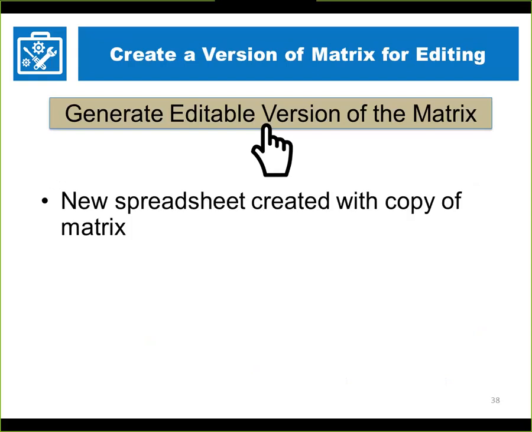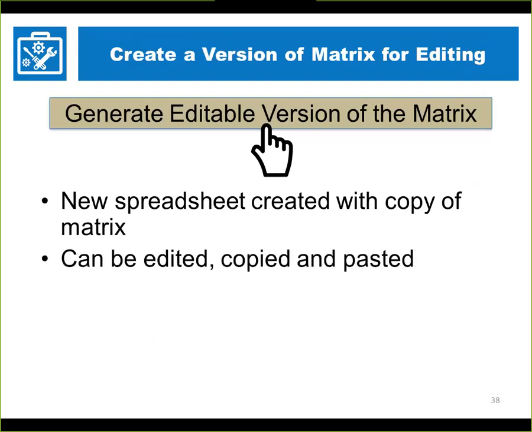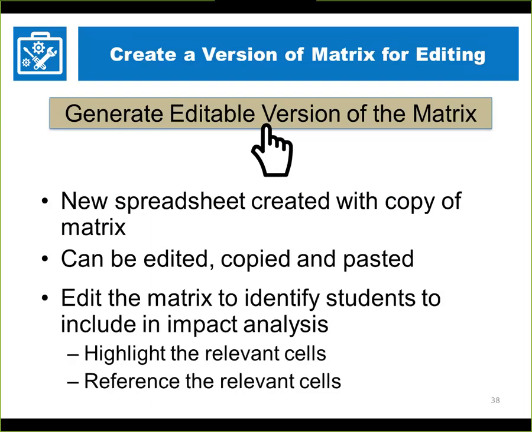The new version of the matrix can be edited, and it can be copied and pasted into other documents, such as an evaluation plan. And then you can highlight the cells in the matrix representing the students to be included in the impact analyses for each research question, or you can simply reference the relevant cell numbers using the column letters and row numbers.